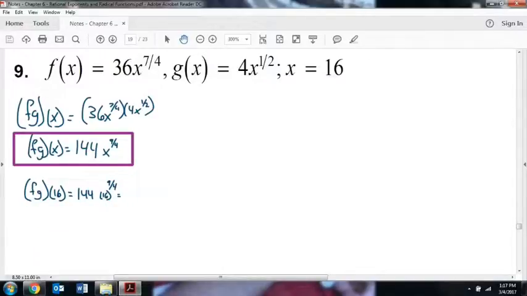16 to the 9/4 is 512. I love it when I'm right. Times 144 is something huge. Equals 73,728. All right, so that's the multiply. Let's do the divide real quick.